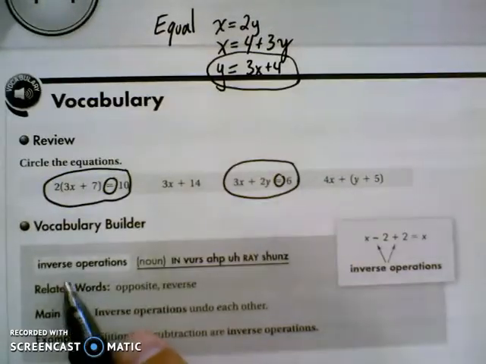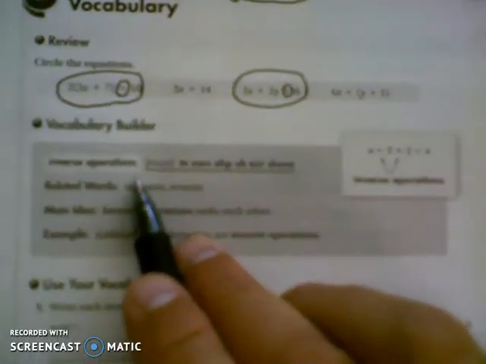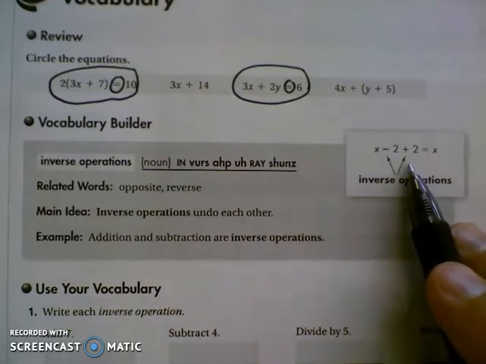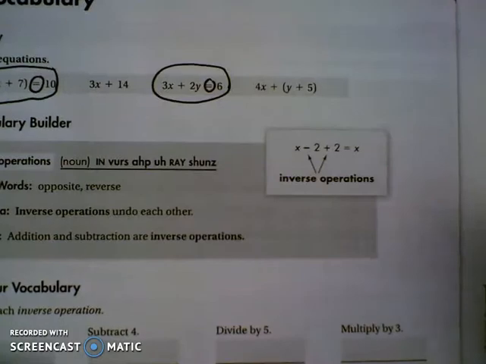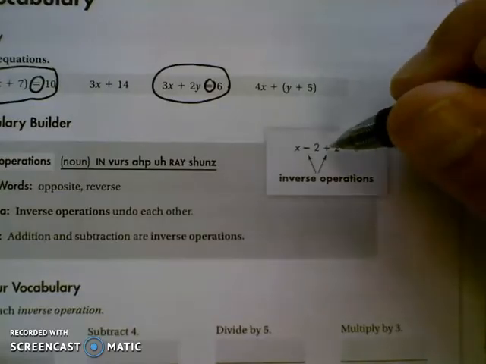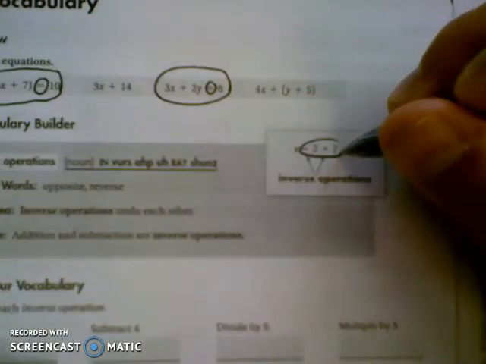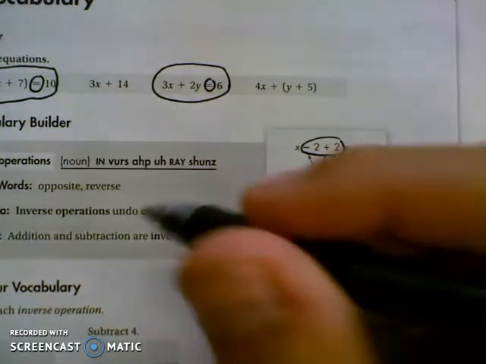Vocabulary builder. Inverse operations. Inverse operations are operations that you do to solve an equation. You've done this since like 4th grade. So there are two things that are exactly opposite. So here you have -2 and +2. They undo each other.